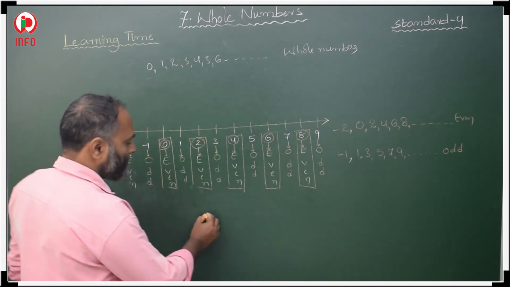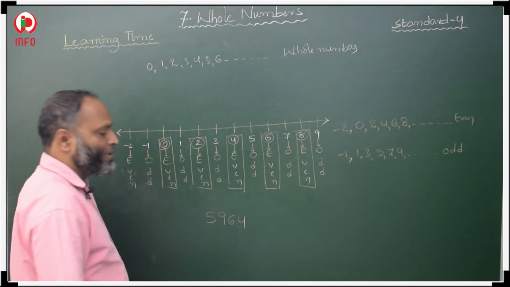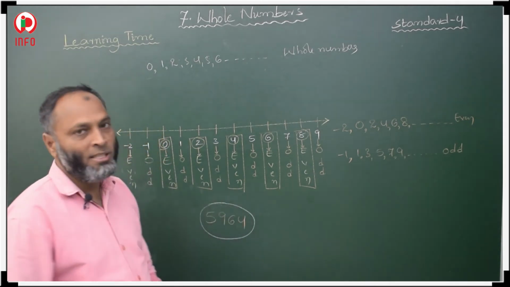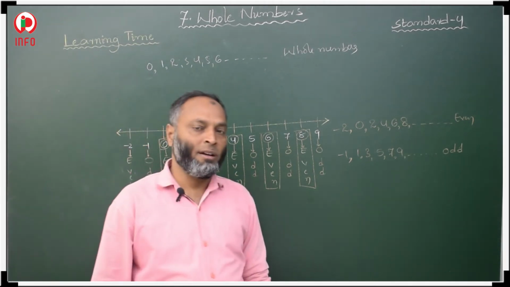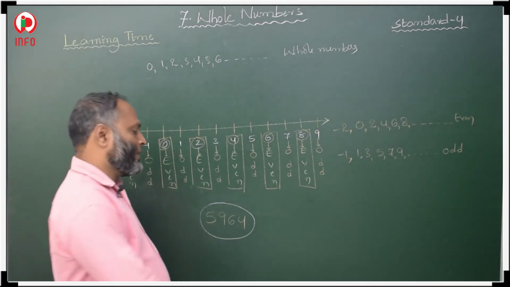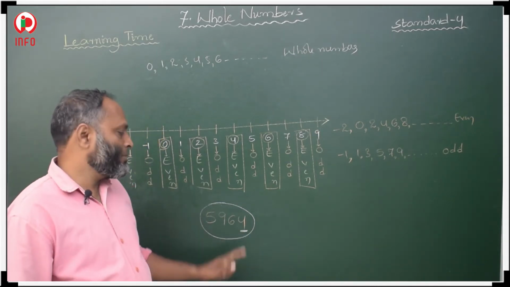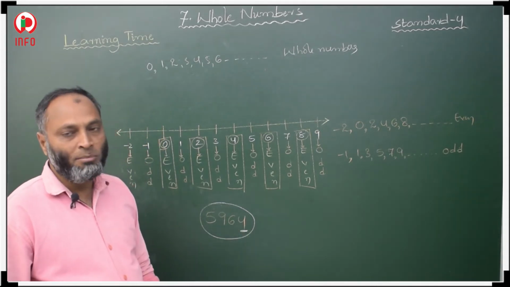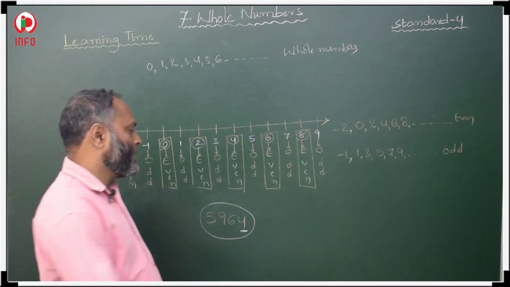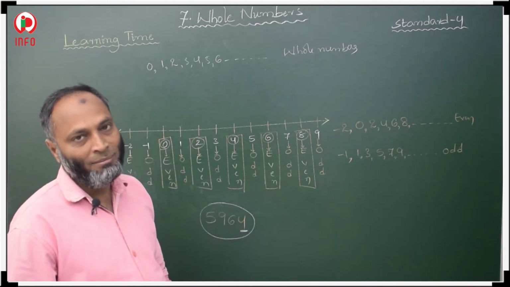See here, 5964. Suppose this is a 4 digit number. If anybody asks whether this is an even number or odd number, how do we find out? We just have to check the ones place. What is there in the ones place? In the ones place 4 is there. If the ones place has an even number, then the number is even. If the ones place has an odd number, then that number is odd.